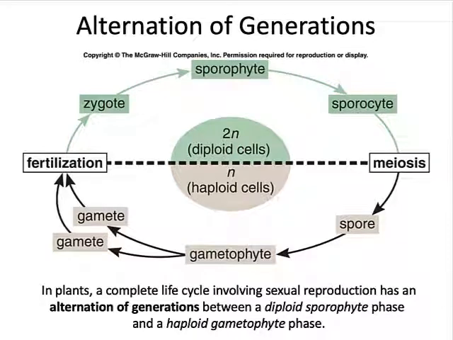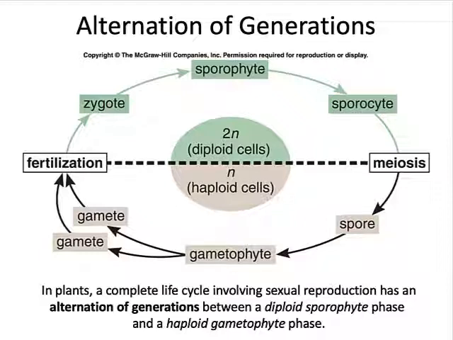In plants, a complete life cycle involving sexual reproduction has an alternation of generations between a diploid sporophyte phase and a haploid gametophyte phase. We can see this relationship between sporophyte and gametophyte, in which the sporophyte generation is made up of diploid cells and the gametophyte generation is made up of haploid cells. Some part of the gametophyte will eventually produce gametes, and once those gametes fuse, fertilization occurs. After fertilization, we go into the diploid generation as soon as that zygote is formed.